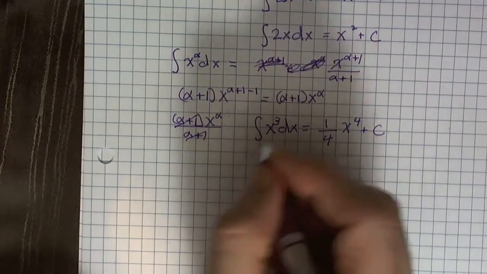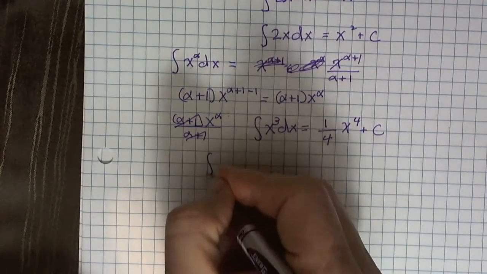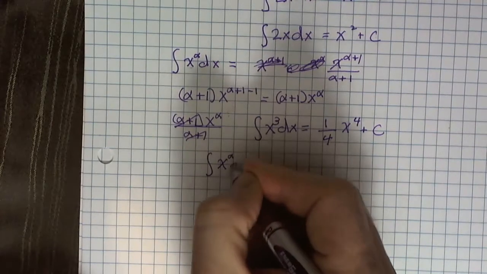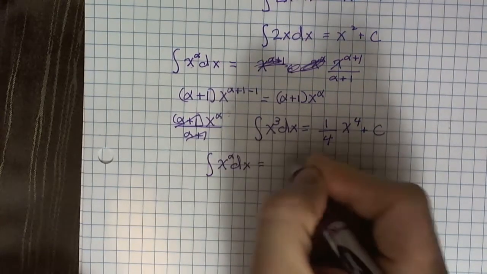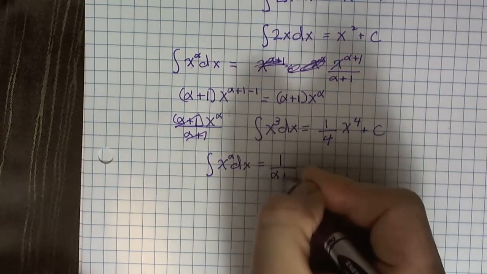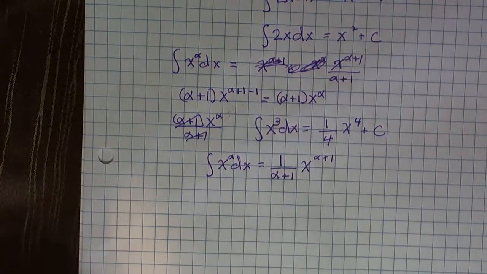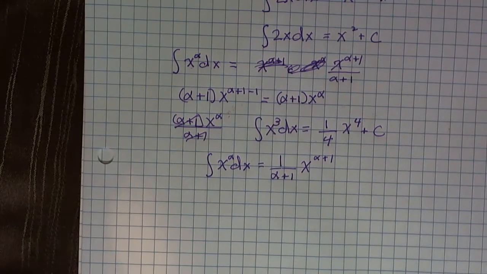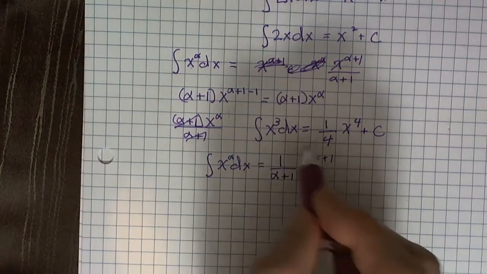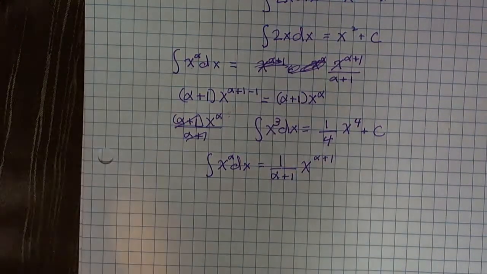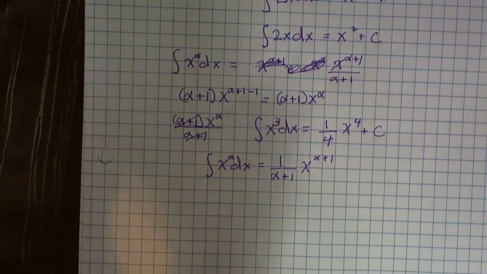Okay, so look, in general, we would say this. If we've got x to the alpha, it's going to be 1 over alpha plus 1 times x to the alpha plus 1. And so it's going backwards. It's like the power rule, but it's for antiderivatives.